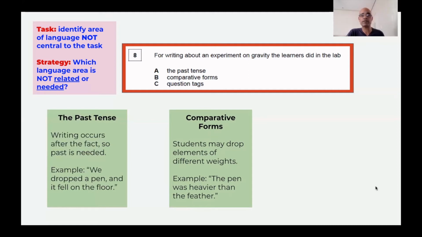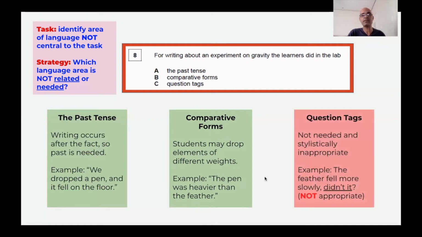What about question tags? Well, question tags are not needed. Why not? Well, first of all, let's remind ourselves of what question tags are. If I'm making a statement, for example, we need to run, don't we? This little element at the end, don't we, is a question that I put. It's like a tag at the end of the statement, and it's used for confirmation, for a verification. So that's the function of a question tag.